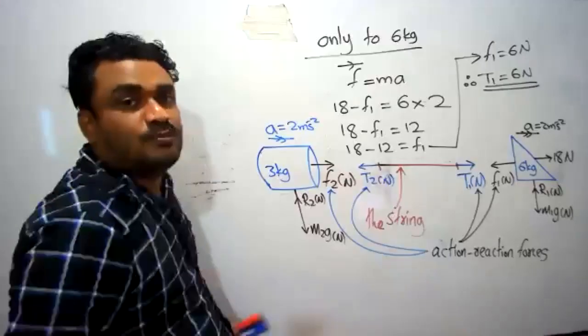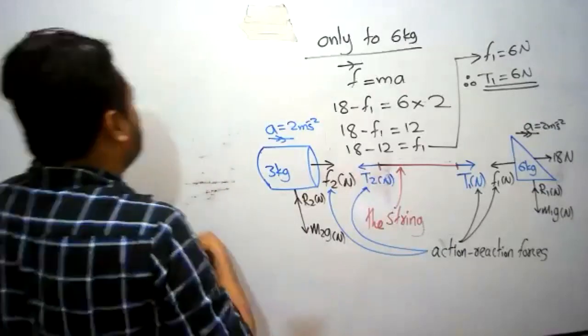Zero, sir. Very good. If it is said that an object is dropped, the initial velocity is 0.